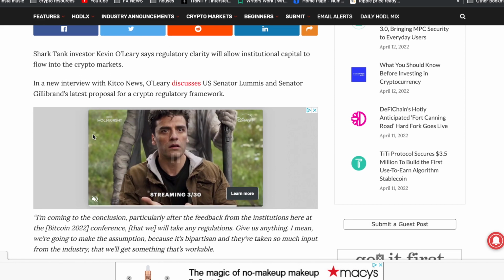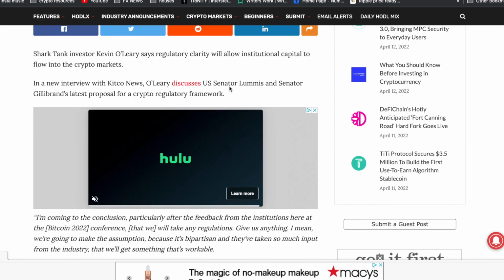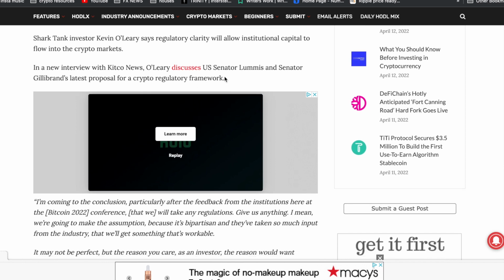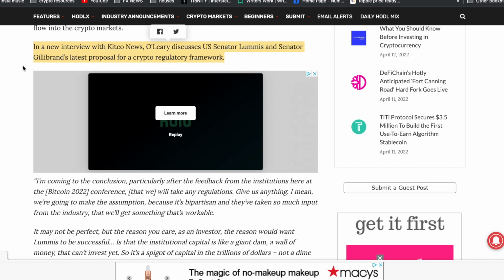In an interview with Kitco News, O'Leary discusses U.S. Senator Lummis and Senator Gillibrand's latest proposal for a crypto regulatory framework. This is what institutional order flow is waiting on, I'm telling you, to adopt cryptocurrency. It's going to be insane. There are so many individuals out there that are not invested in cryptocurrency.